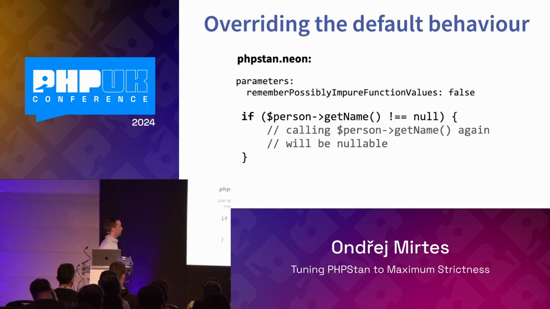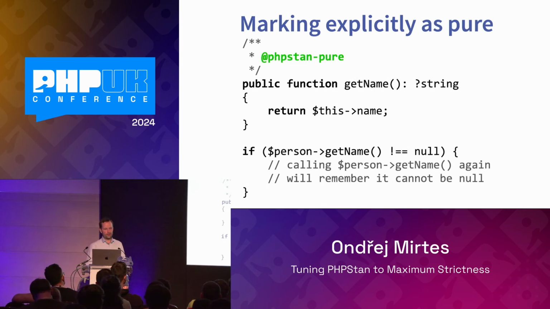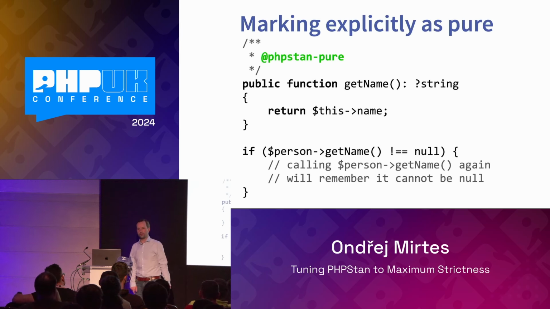Okay, so we set this to false, and now sometimes we want the opposite to happen, right? So right now most functions are considered impure, but if you really have a getter and you still want this code to continue to work, to remember what the value is even after you call it a second time, then you can explicitly mark methods and functions as pure with this annotation.